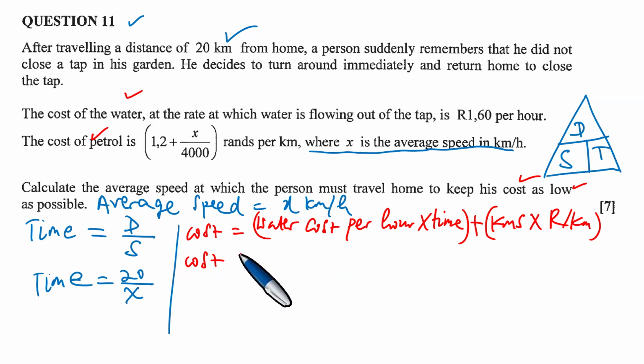Now, what is the cost of the water? We know very well that the rate at which water is flowing out of the tap is 1 rand 60 per hour, multiplied by the time. The time is 20 divided by X.